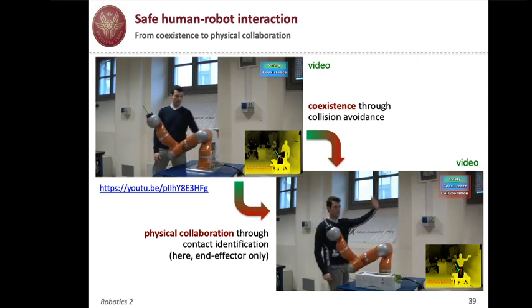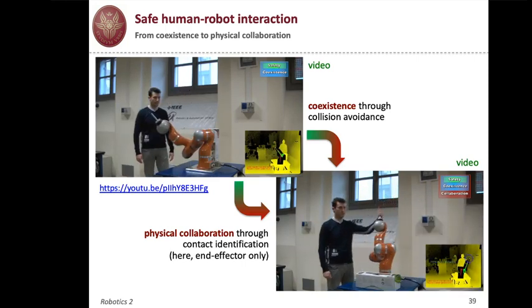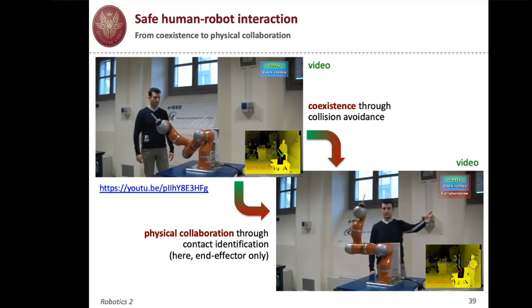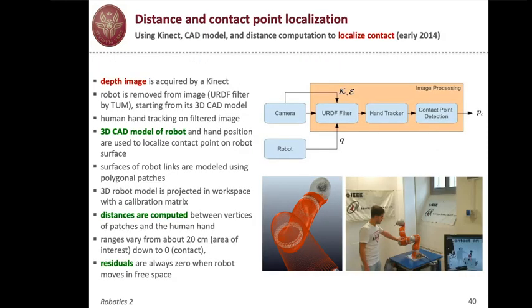We will see that in order to perform a useful collaboration, we have to identify the contact location, and also estimate the force that occurs at the interaction point. So our goal in this second part of this lecture will go through, first, detailing how the distance computation is done, and in particular, how this can be brought to the contact localization, to the localization of the contact point.